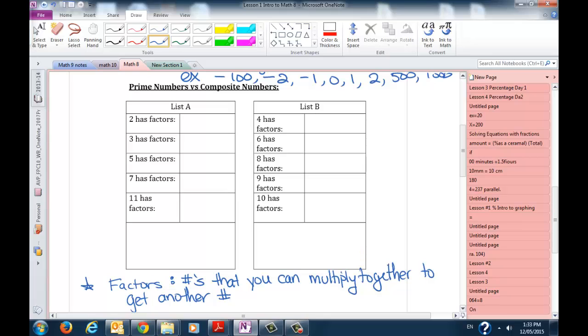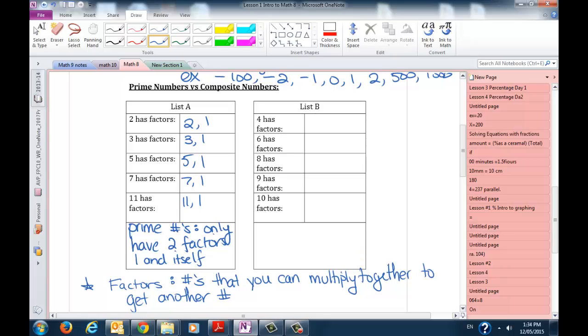So in our lists, I want us to look at the factors of 2. So the factors of 2 are 2 and 1. The factors of 3 are 3 itself and 1. The factors for 5 are 5 and 1. The factors for 7 are 7 and 1. And the factors for 11 are 11 and 1. And these numbers that only have factors of themselves and 1 are called prime numbers. So again, a prime number only has 2 factors, 1 and itself.